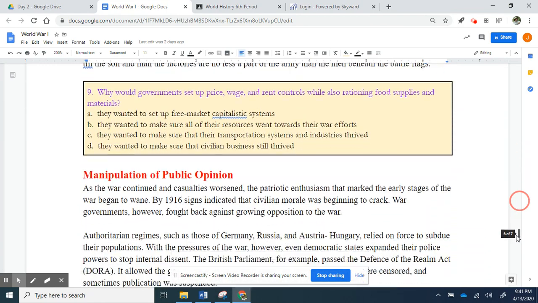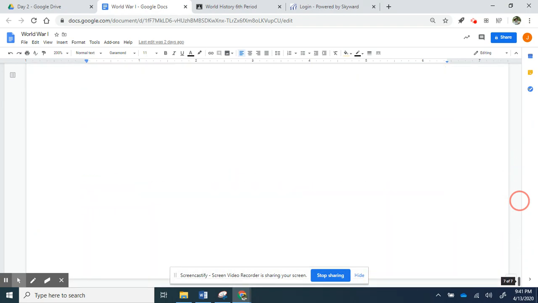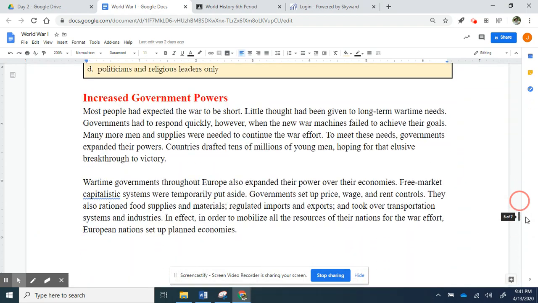Increased government powers. Most people had expected the war to be short. Little thought had been given to long-term wartime needs. Governments had to respond quickly, however, when the new machines failed to achieve their goals. Many more men and supplies were needed to continue the war effort. To meet these needs, governments expanded their powers. Countries drafted tens of millions of young men, hoping for that elusive breakthrough to victory.